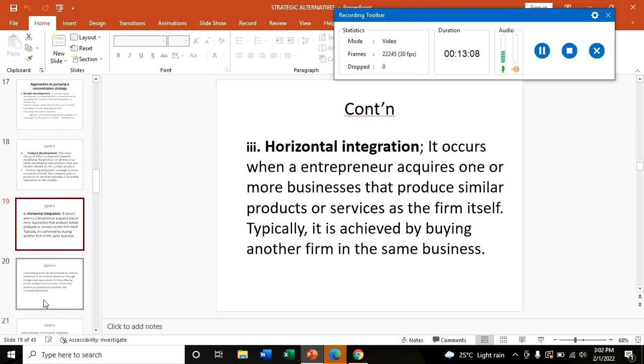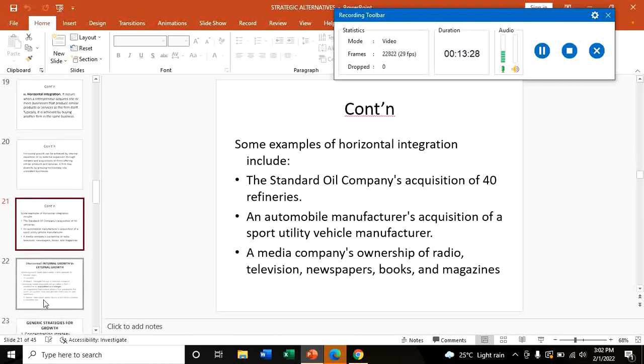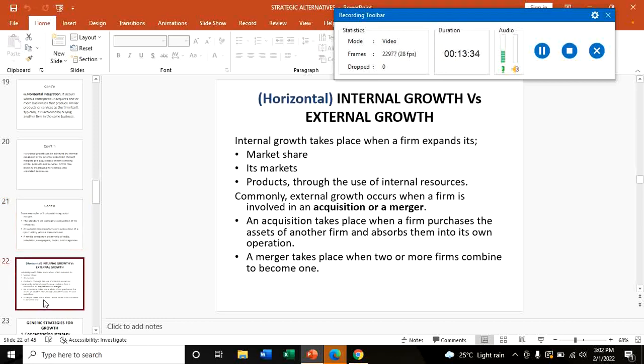That is product development. And then we can still concentrate by doing what we call horizontal integration. It occurs when an entrepreneur acquires one or more businesses that produce similar products or services as the firm itself. Typically, it is achieved by buying another firm in the same business. Horizontal integration is quite wide, and it is being done by quite a number of organizations. I will normally assume that horizontal integration can either be internal growth or external growth, and sometimes it can be a merger or an acquisition.